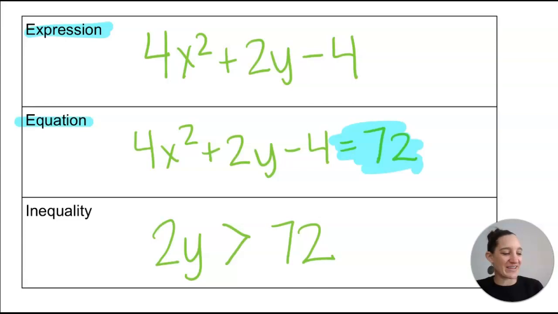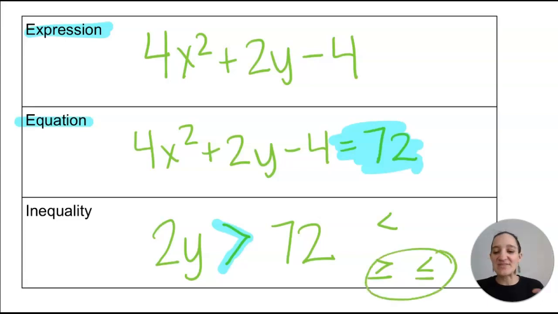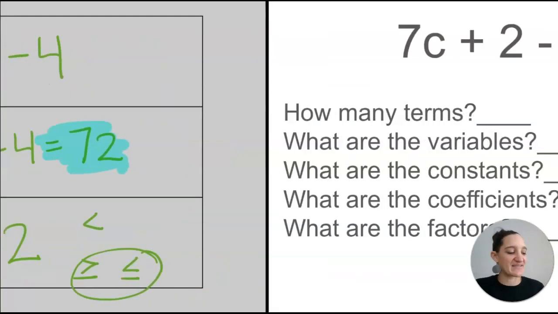An inequality doesn't tell you if something is equal to something, but it will tell you if it's greater than or less than, or greater than or equal to, or less than or equal to. We'll get to these next chapter, but basically an inequality has a greater than or less than symbol. So this chapter is expressions. Next chapter we'll get into equations and inequalities. I wanted you to see an example of the differences of those things.